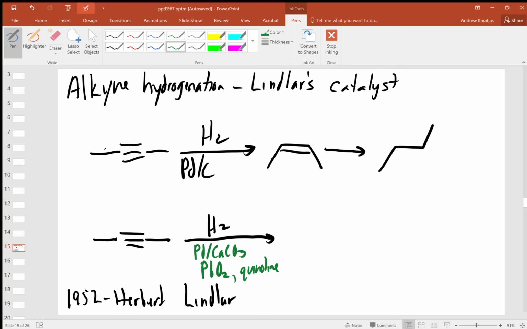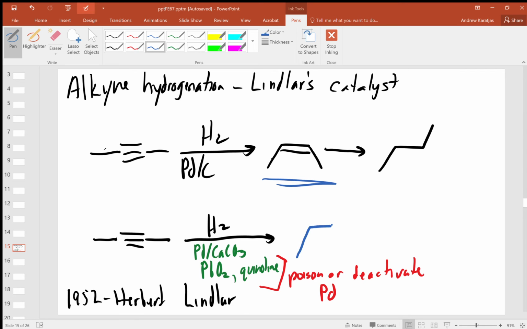What these extra reagents do is they poison or deactivate the catalyst. And so the result is that when we get to this point, where the alkyne has been reduced to an alkene, the catalyst is no longer reactive enough to go any further. And so what Lindlar's catalyst allows us to do is it allows us to start with an alkyne and stop the hydrogenation specifically at the cis alkene.